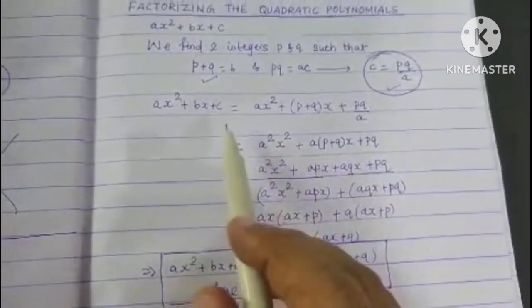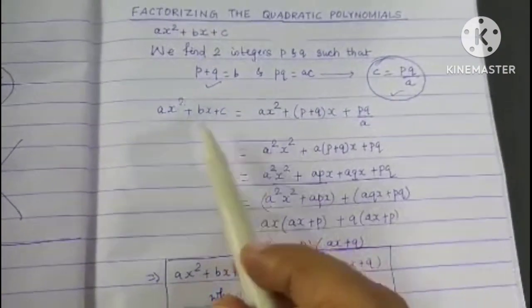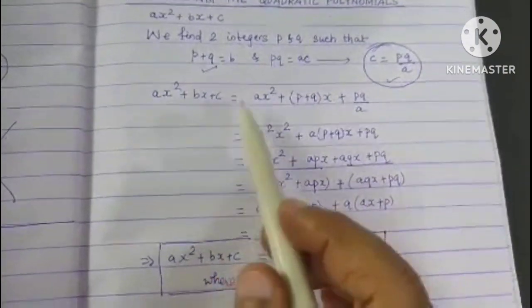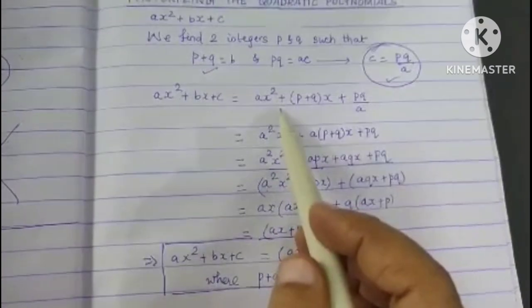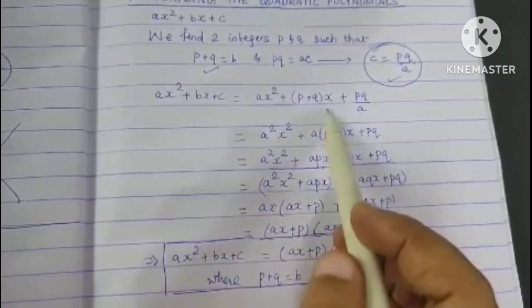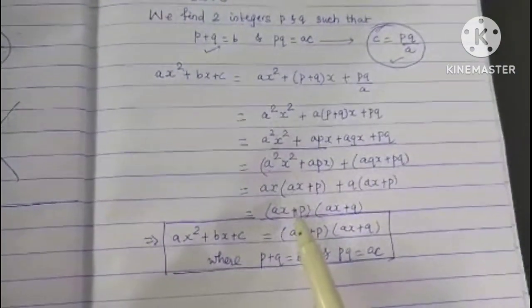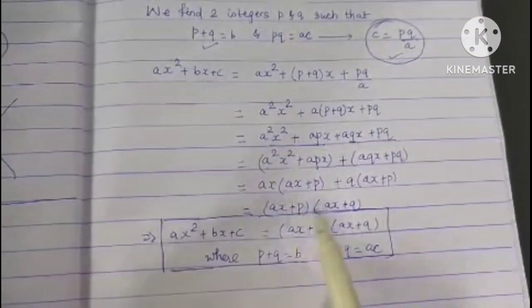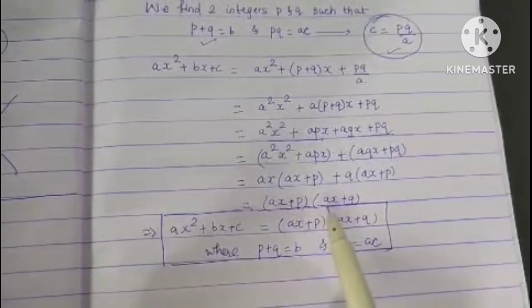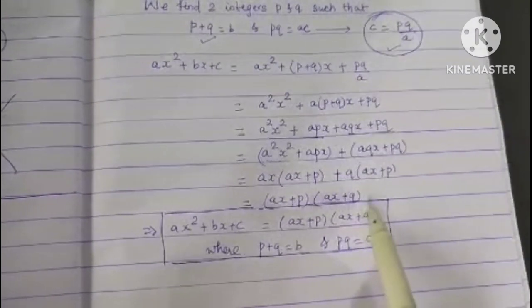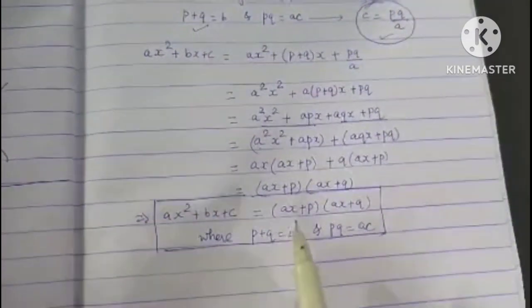For now, this is the process: the general form is ax square plus bx plus c, and we rewrite it like this: ax square plus (p plus q)x plus pq by a, and then we solve this one, and finally we get (ax plus p) into (ax plus q). This is the factorized form of this expression.